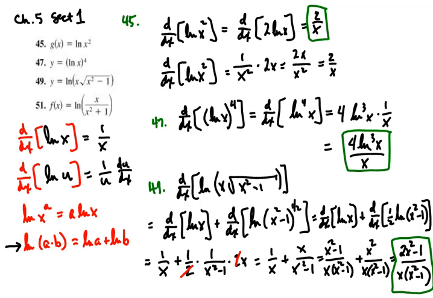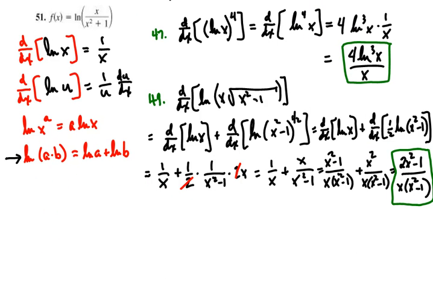All right, so that brings us through problem number 49. And I'm going to scroll up just a little bit and we'll work on problem number 51 now. And so here we're looking for the derivative of the natural log of x over x squared plus 1. Now I mentioned before we don't have a property of logs for the log of a difference, but we do have a property of logs for the log of a quotient.